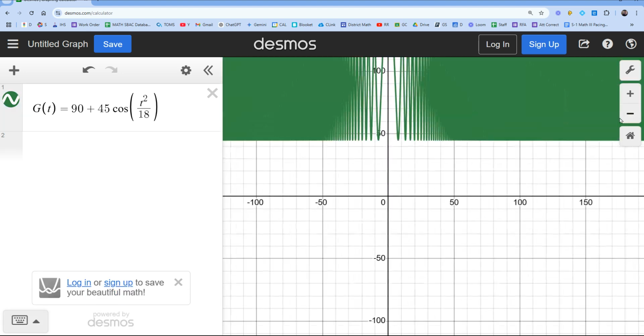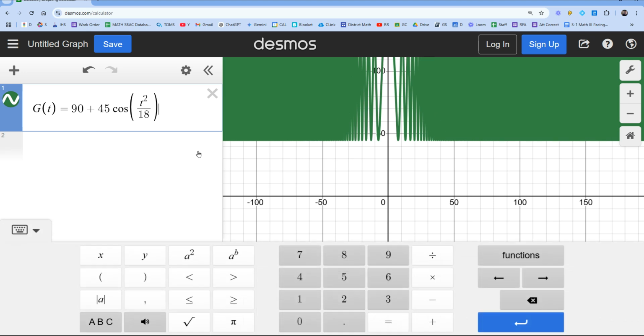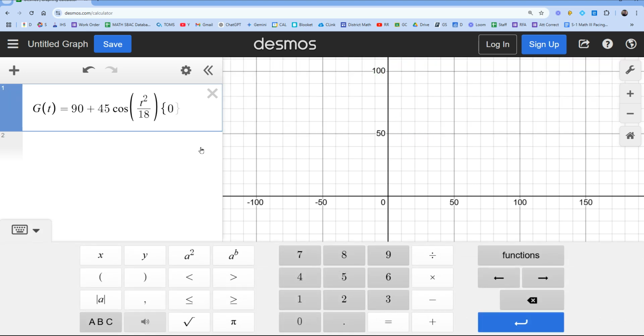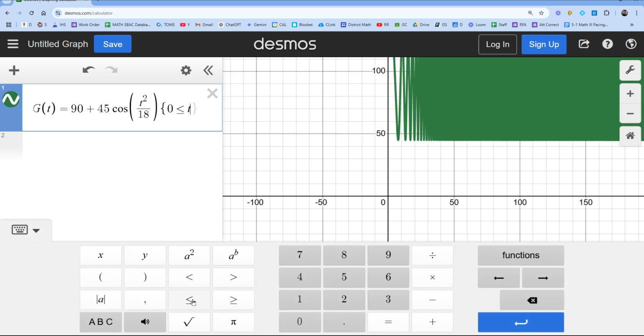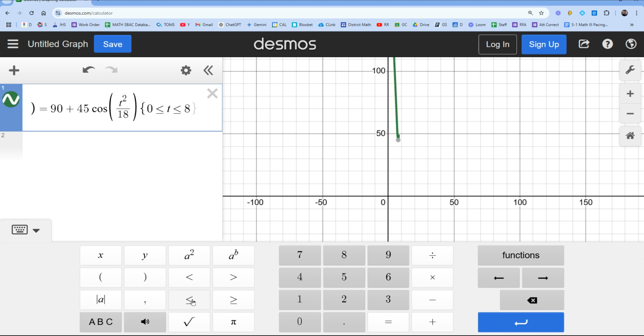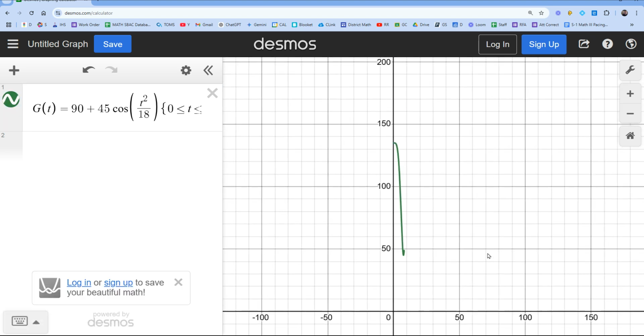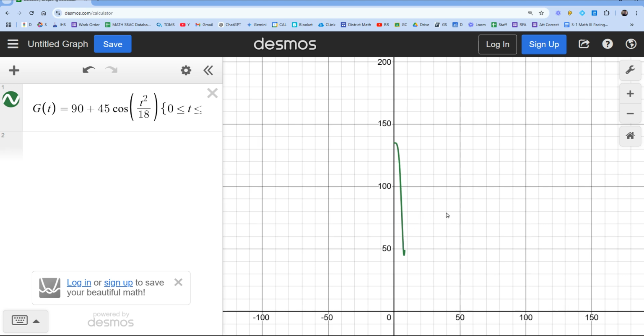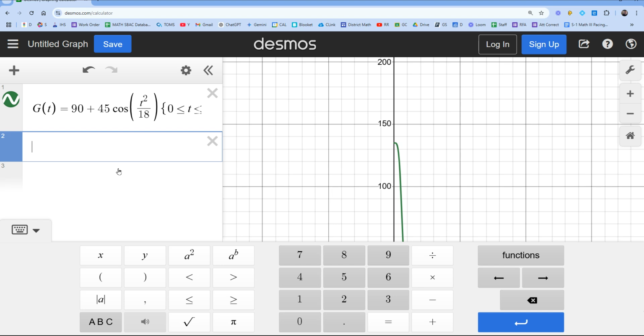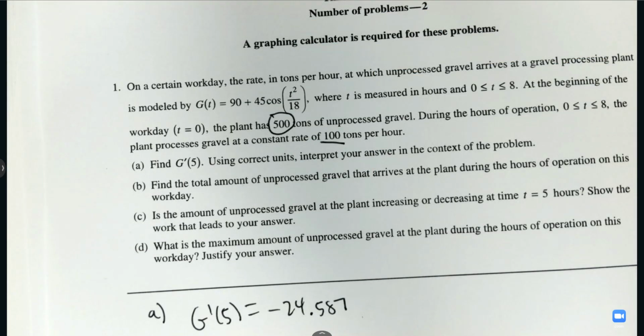So if I look at the graph, see how it kind of looks like, whoa, what's happening here? So I'm going to put a restriction on it right away from 0 to 8 because it says that. And then I don't have to look at that. So then when I look at it, it's just this part, right? From 0 to 8. Much easier to look at and understand. Okay. And then it said find the derivative at 5. So G prime at 5. And so I have my answer, negative 24.587.